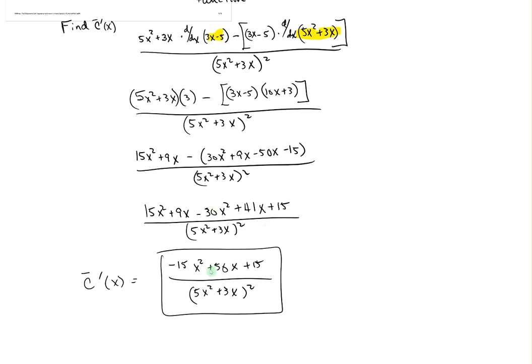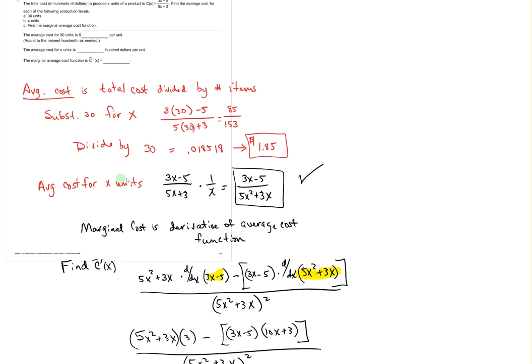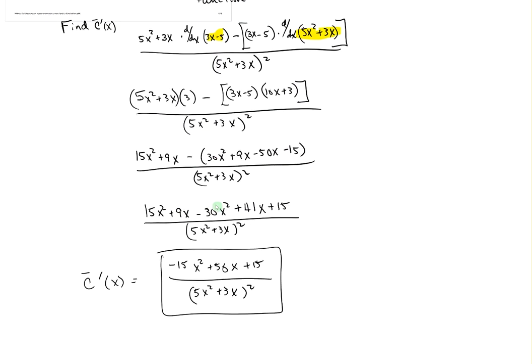We'll collect any like terms that we have. So we had a negative 15x squared, we had 50x, and we had 15 divided by the bottom squared. That's the derivative of the average cost, and that's the third part. So there were 3 parts to that. The first 2 were just algebraic. You're just doing some algebra here. The third one was marginal cost, which meant we had to do a derivative. And that should finish up 12.2 for you.